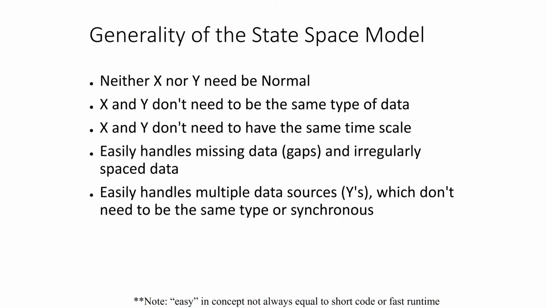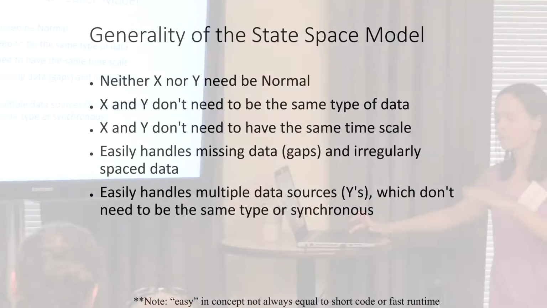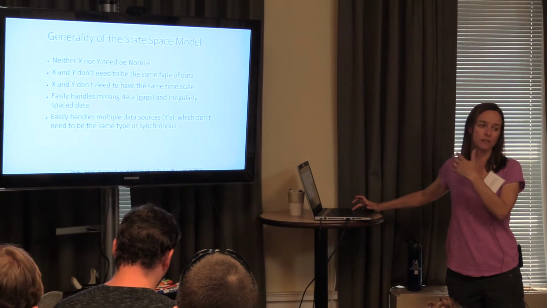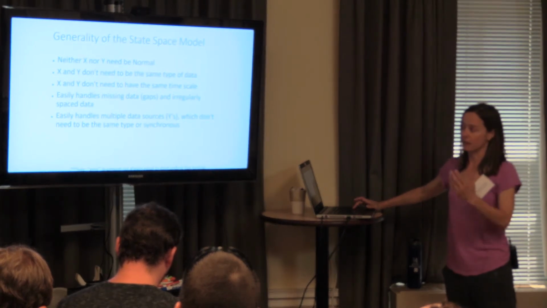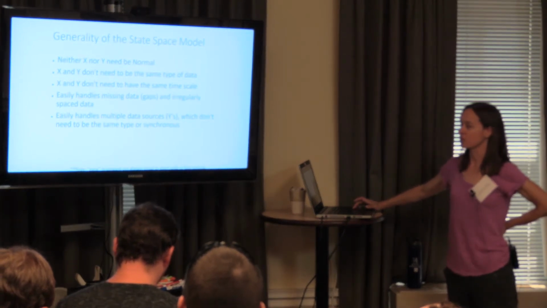They don't need to have the same time scale. Missing data are fine. Again, this is probability based, so everything unknown, including an NA in your data set, is treated as a random variable, right? And it'll be drawn from that data model, and it handles multiple data sources. So it's a really powerful and flexible framework for forecasting and for ecological inference more broadly.